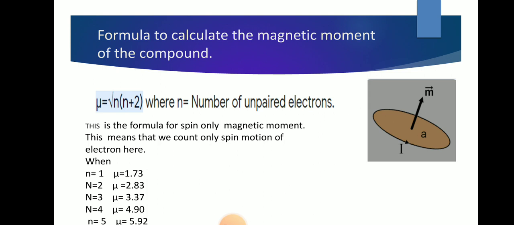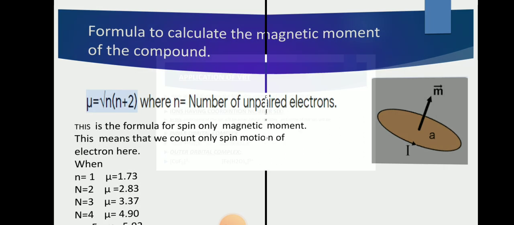Formula to calculate the magnetic moment of the compound. It is represented by mu and it is equal to the square root of n into n plus 2, where n is the number of unpaired electrons. You can memorize the magnetic moment: when n is 1, it is 1.73. When n is 2, magnetic moment would be 2.83. When n is 3, magnetic moment would be 3.87. When n is 4, magnetic moment would be 4.90 and so on.